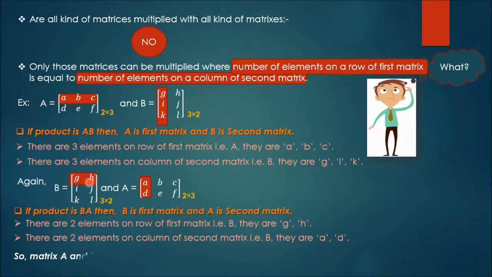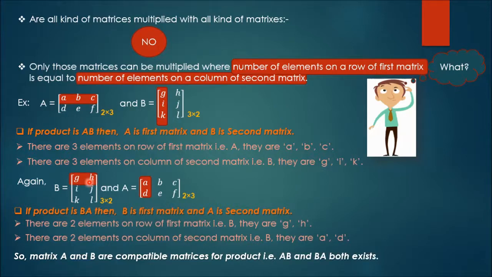So there is a special word for it. Matrices A and B are compatible. Compatible means which can work together. In this sense, the meaning of compatible is which can work together. AB can work together to form a product, and BA can work together to form a product. In real life also we hear the word compatible, as in compatible couples, isn't it?